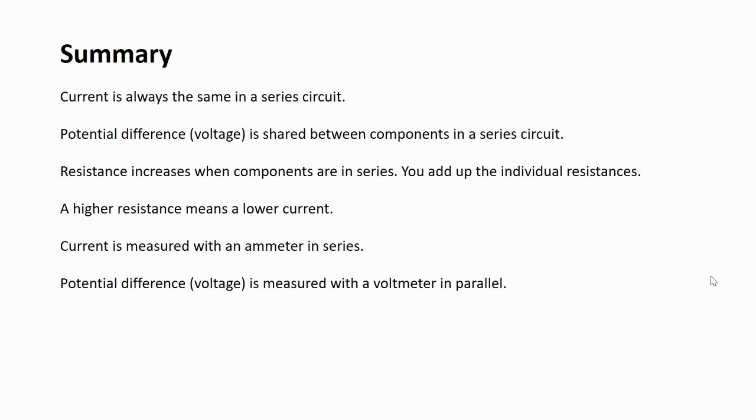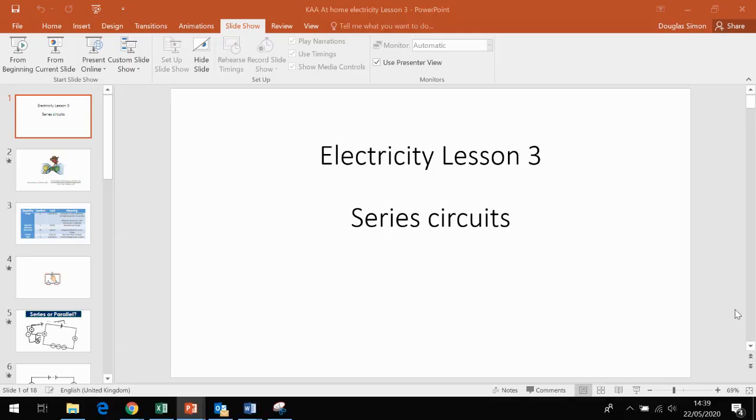So here is a summary of everything that we've just talked about. Current is always the same in a series circuit. Potential difference is shared between components in a series circuit. Resistance increases when components are in series. You add up the individual resistances. A higher resistance means a lower current. Current is measured with an ammeter in series. Potential difference is measured with a voltmeter in parallel.